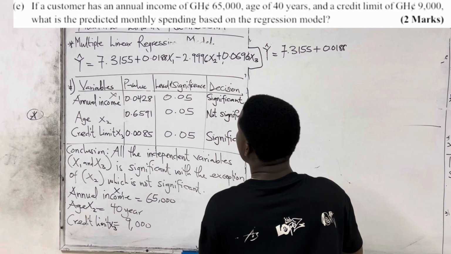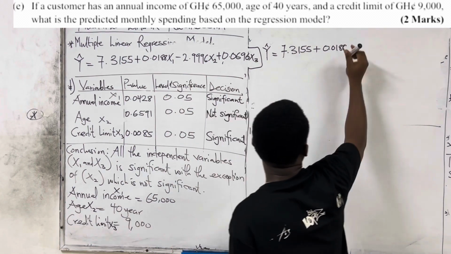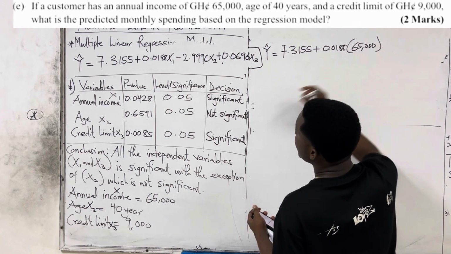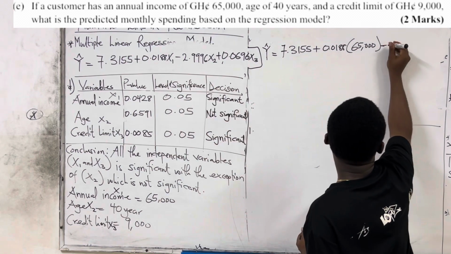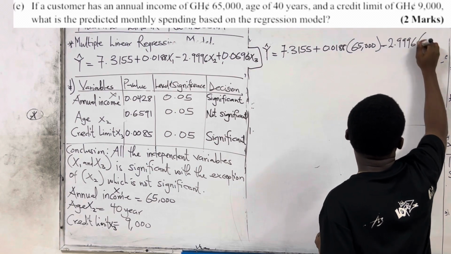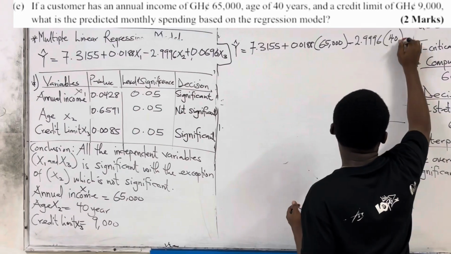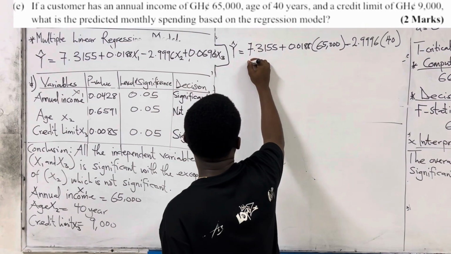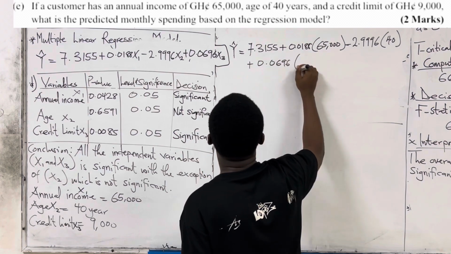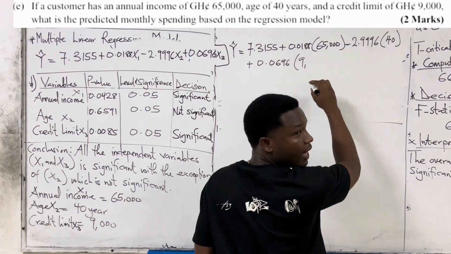So plus 0.0188. Now it's multiplying by what? X1, and our X1 is annual income, which is 65,000. Then you state minus 2.9996. Our X2 is 40. And then plus 0.0696. Our X3 has been given to us as 9,000. So we have our 9,000 here.